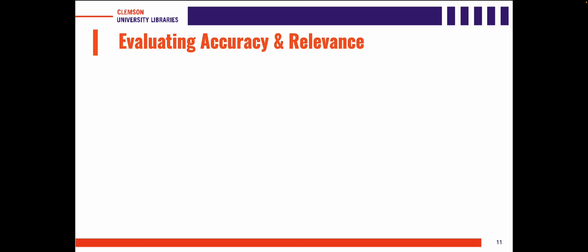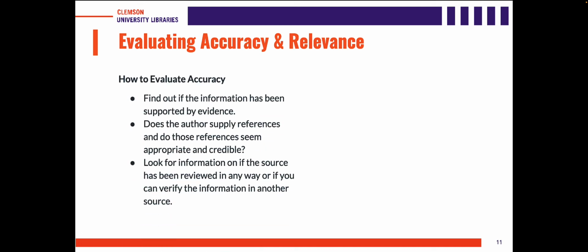Let's talk accuracy. Sometimes it is difficult to tell if something that you read is considered accurate. To evaluate accuracy, find out if the information has been supported by evidence. Does the author supply references, and do those references seem appropriate and credible? Look for information on if the source has been reviewed in any way or if you can verify the information in another source.